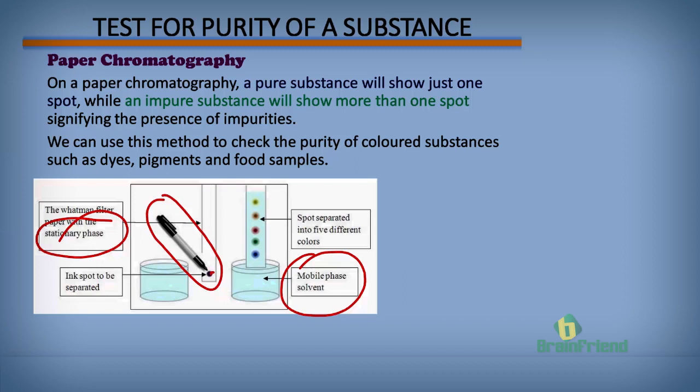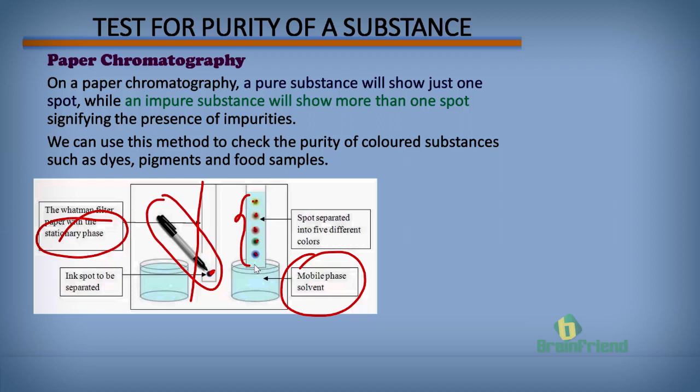By the time the mobile phase moves along the stationary phase, the different components, the different substances that make up this ink separate so that we can tell them apart, all right? But we are saying that if the substance is actually pure, it is not going to give us different spots like we have with this ink, but it will just give us one spot signifying just the presence of one substance.